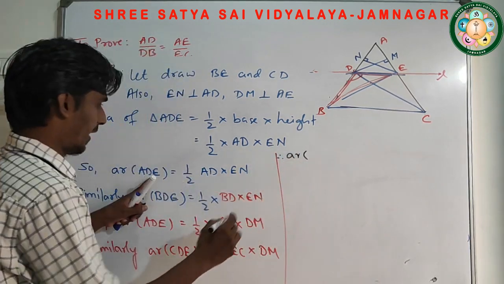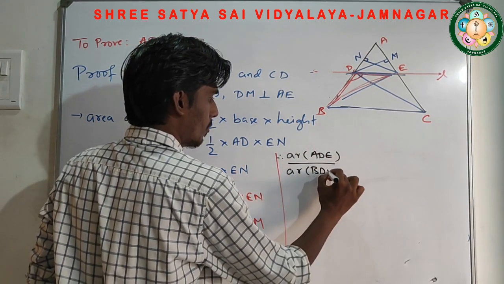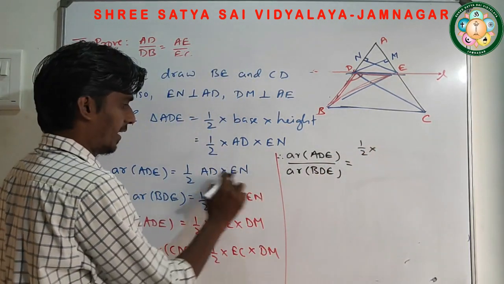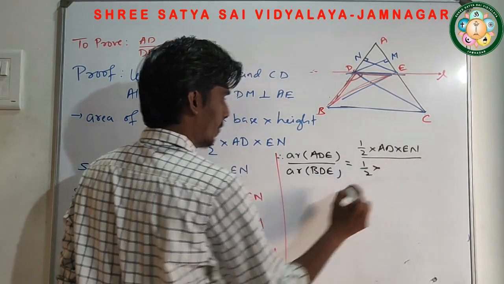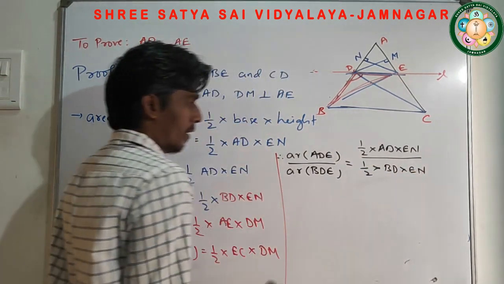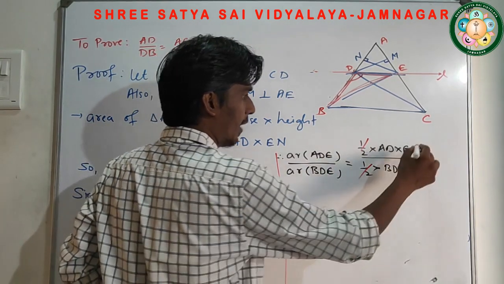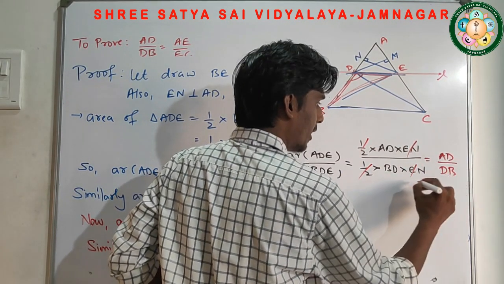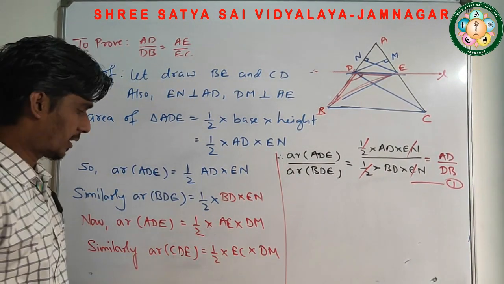Therefore, area of ADE upon area of BDE. Now what is the area of ADE? It's half AD into EN. And here, half BD into EN. You can cancel the similar terms, half and half, EN. So what remains here? It's AD upon DB. Say this is 1.